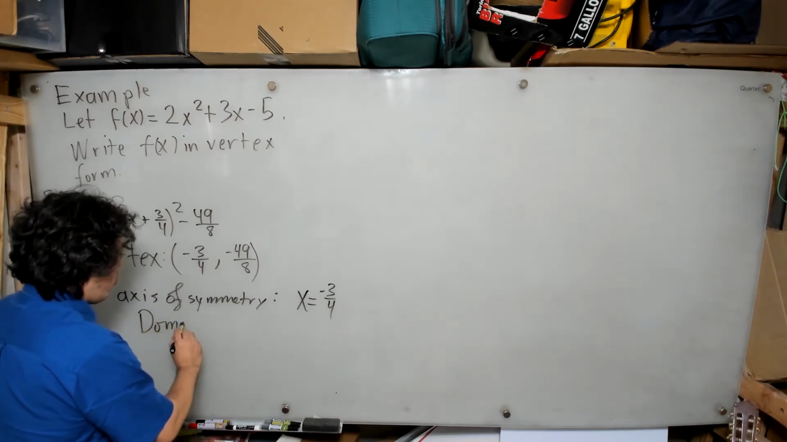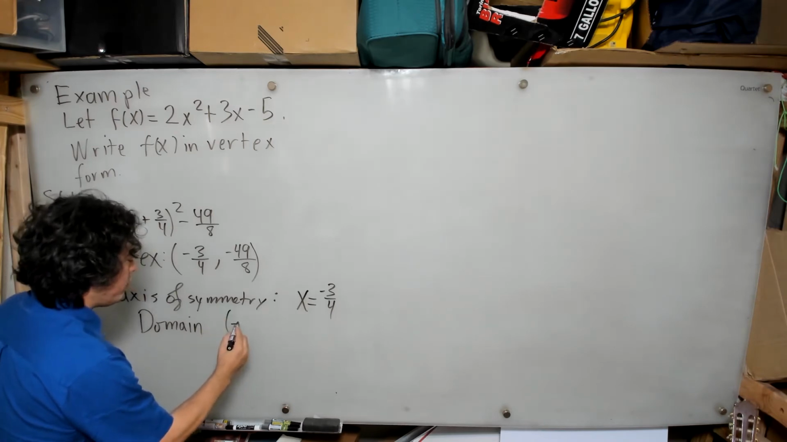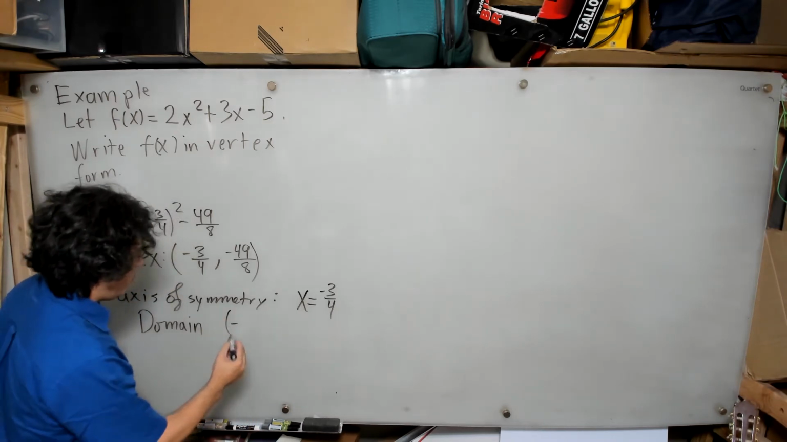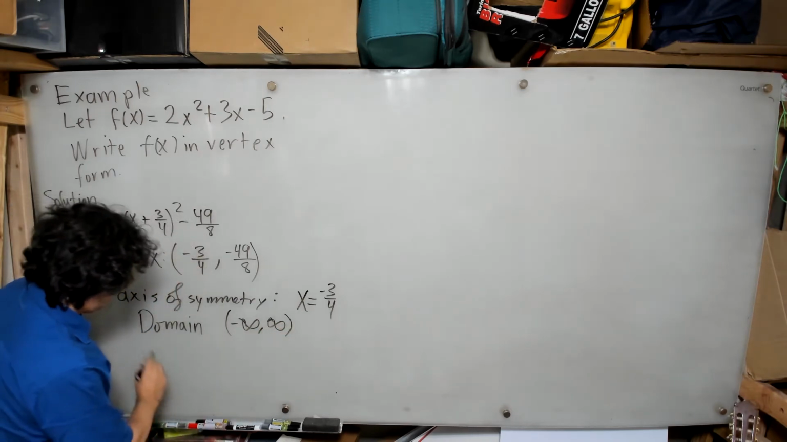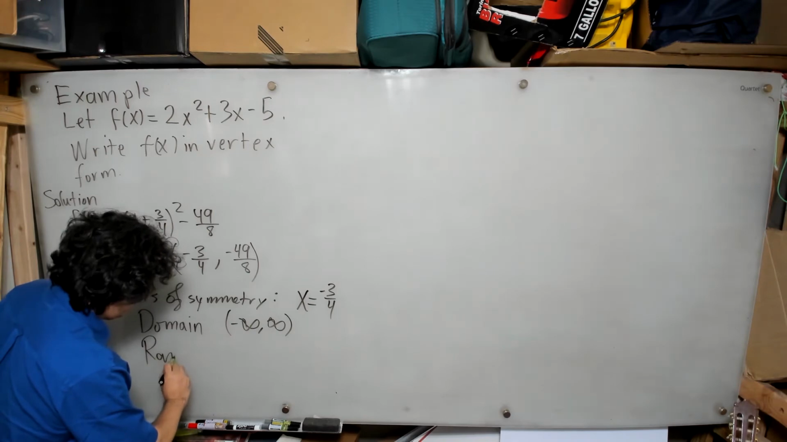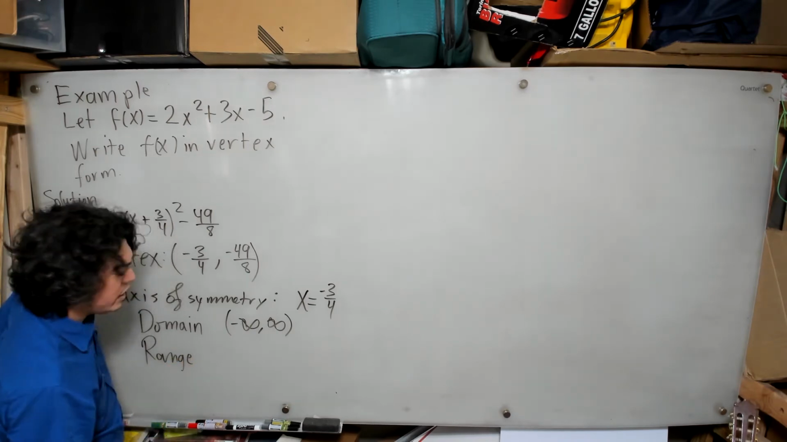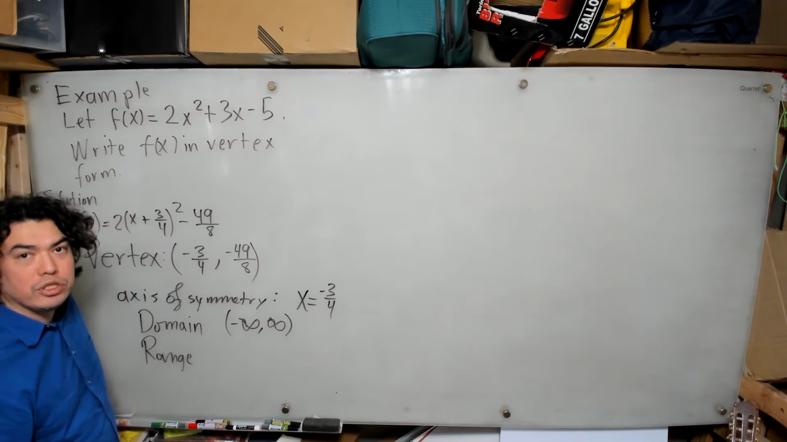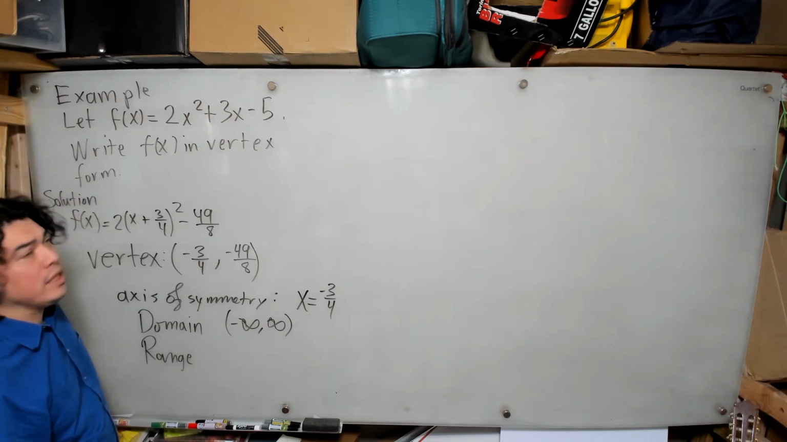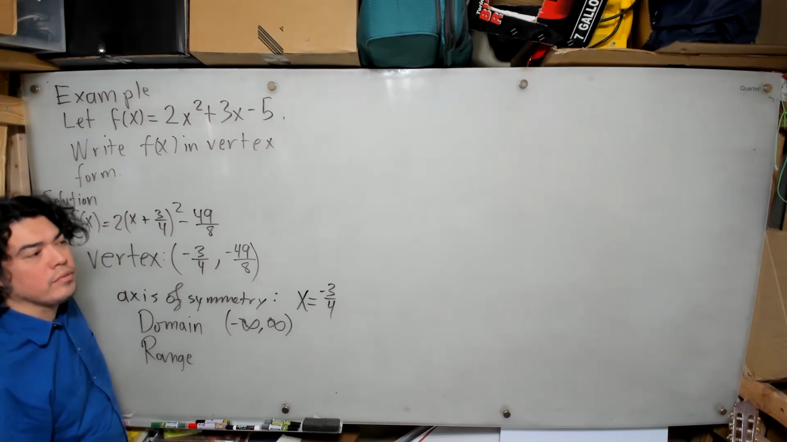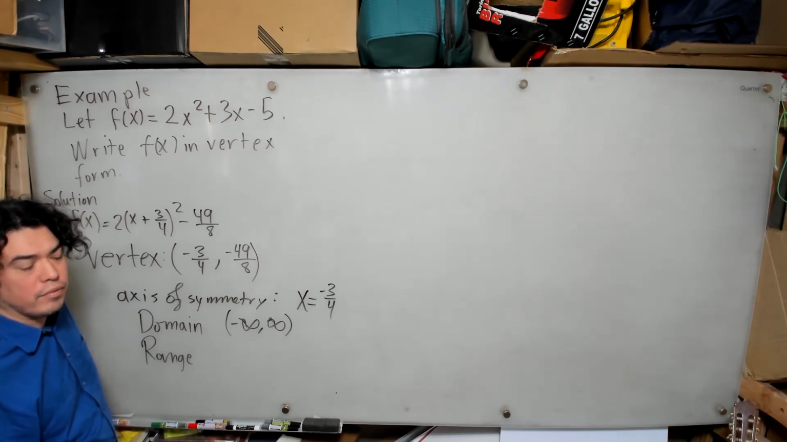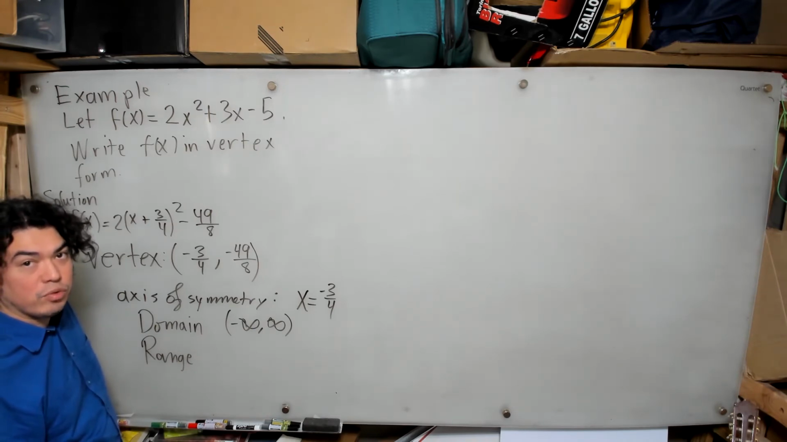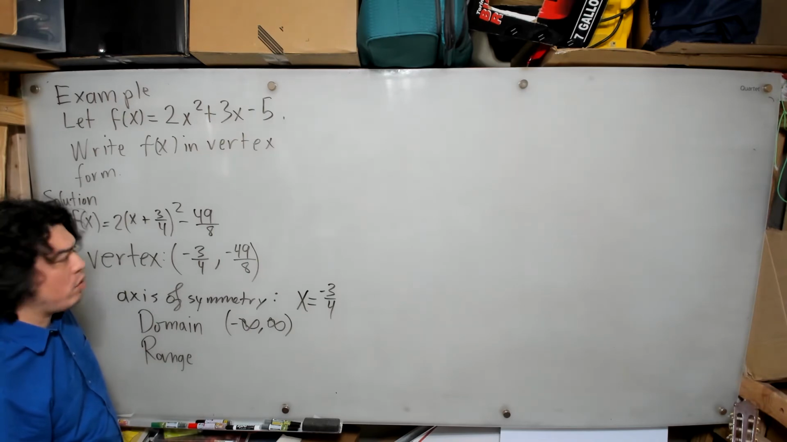Number 2, we need to find out the domain. We know that for all quadratics, the domain will always be negative infinity to infinity. What about the range? Now, we know that the range is basically the set of all y values achieved by a function. In this case, we have a quadratic. Any quadratic, or in general, any polynomial with an even degree, will not have a range that is from negative infinity to infinity. So we have to find out what it is.